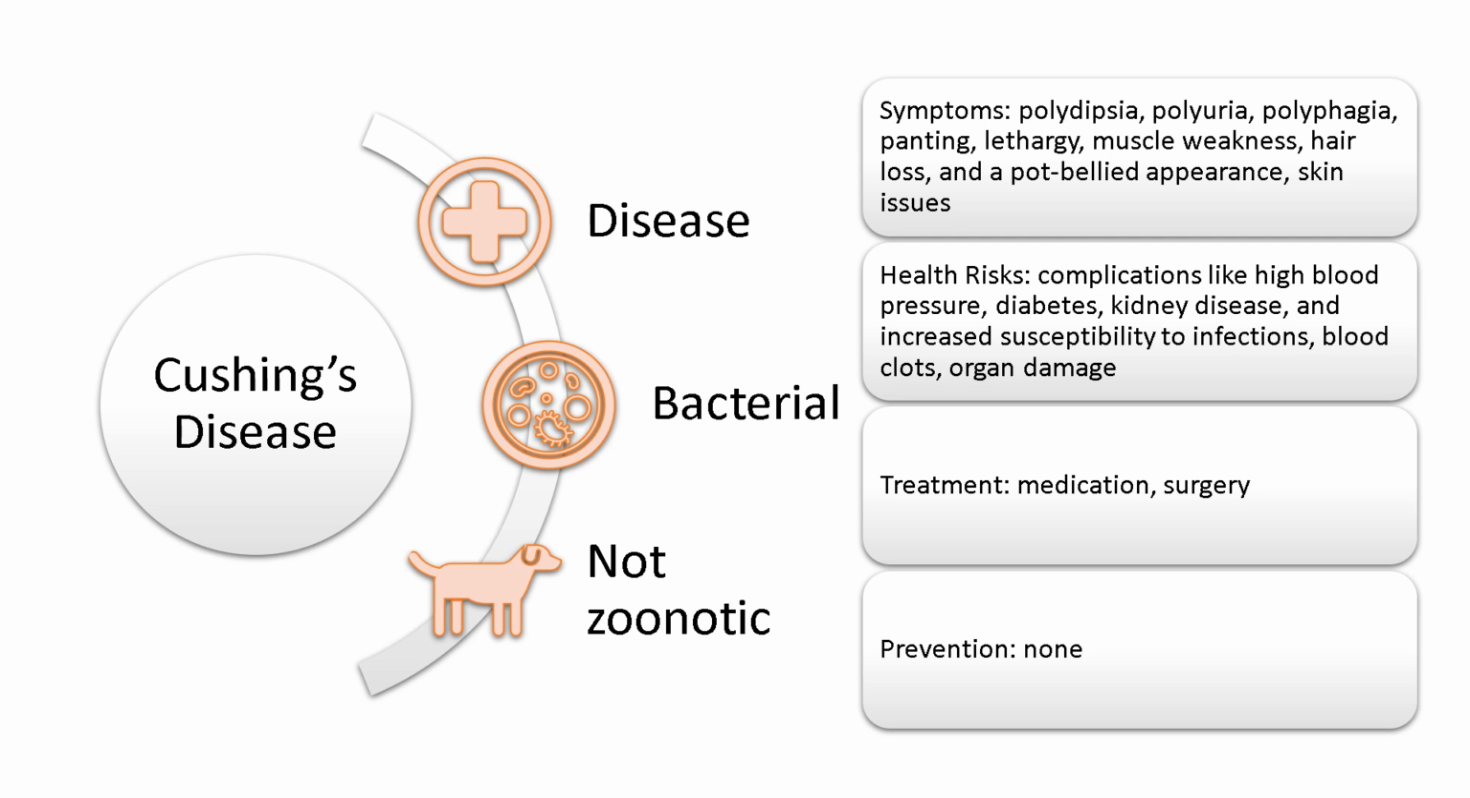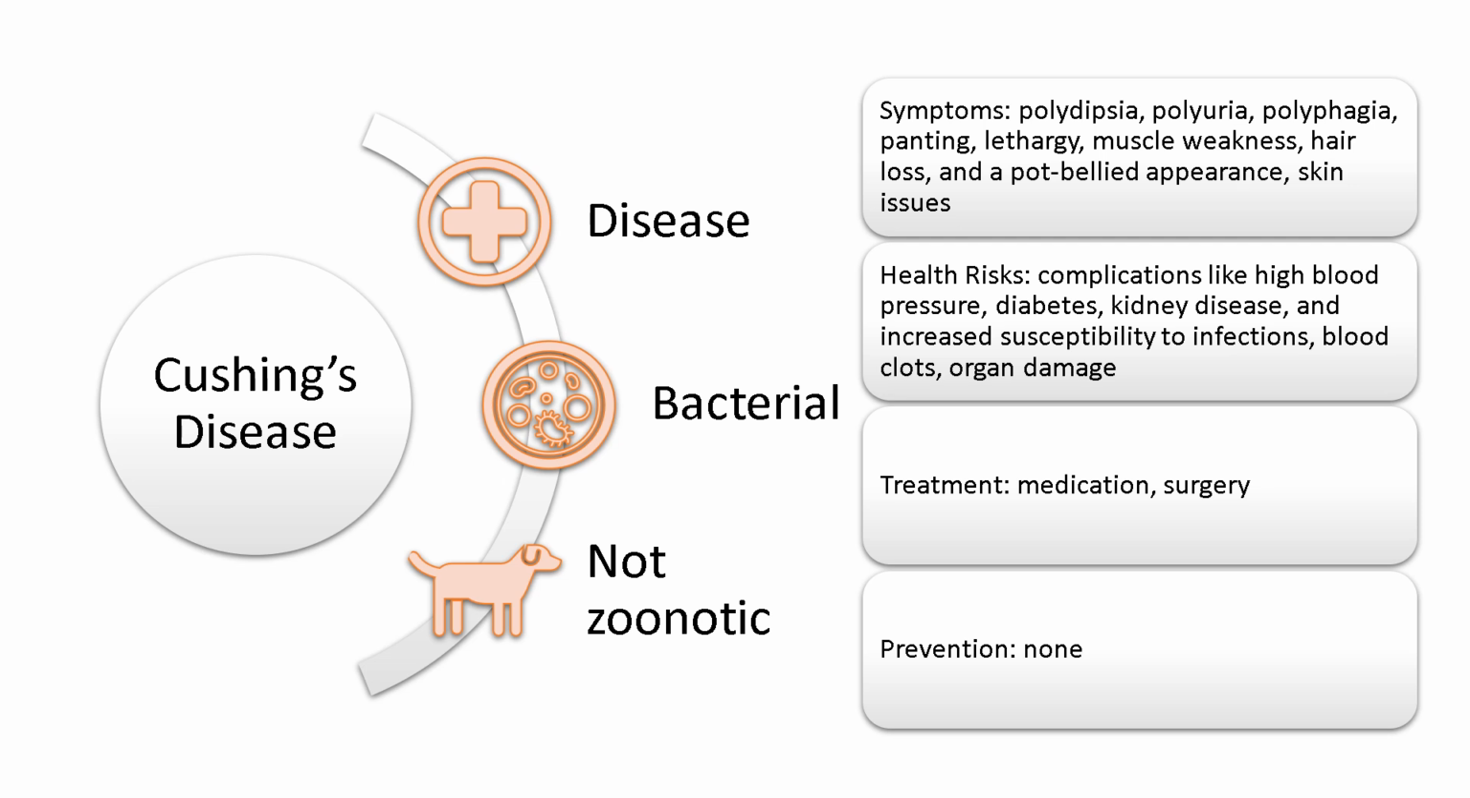If left untreated, it can significantly impact the dog's quality of life and lead to serious complications, including an increased risk of blood clots and organ damage. Treatment typically involves medication to control cortisol production or surgery to remove a tumour if one is present. In some cases, radiation therapy is used to treat pituitary tumours. At home, managing the disease requires regular vet checkups and blood tests to monitor hormone levels.